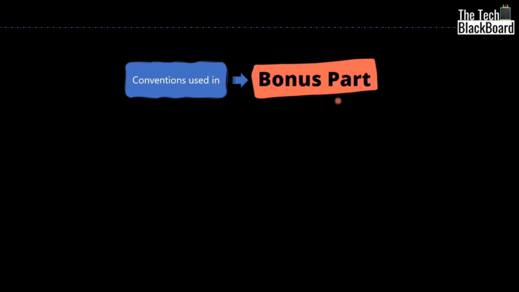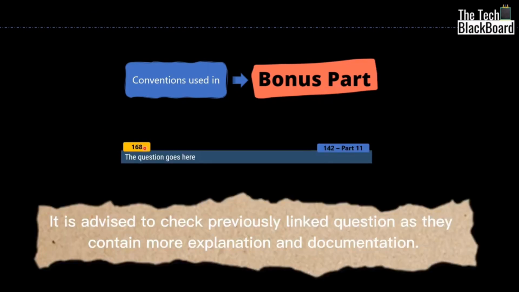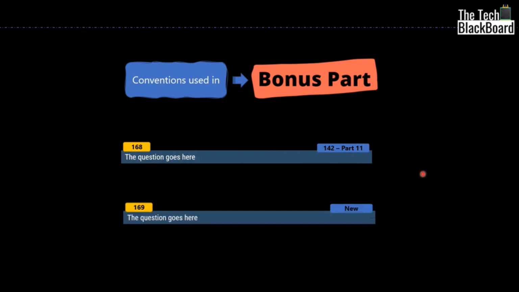Here is a quick mention of our numbering convention used in the bonus part. In case the question in the bonus part is connected to any of the previous 11 parts, then the earlier connected question and the part it was published in will be available in this blue tag on the right corner of that question. And in case you want greater detail on this question, do check out the previously linked question published in this part. Moving ahead, if the question is absolutely new, then it will be just marked by the new tag.